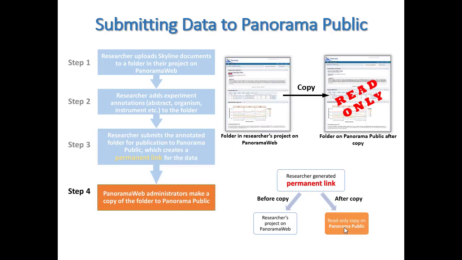So if anybody else has used this string, then you will be asked to choose something else. And then after you've clicked submit, that triggers an email to me and Nat, and one of us will make a copy of your data to Panorama Public. So the whole folder gets copied to Panorama Public. So your folder on Panorama Public will look exactly like the one that you have within your own project, and it's going to be read-only. And the permanent access link that you created in step 3, before we make a copy of your folder to Panorama Public, if you click on that link, it will take you to your own folder in your own project. But once we've made a copy, it's going to link to the copy on Panorama Public.